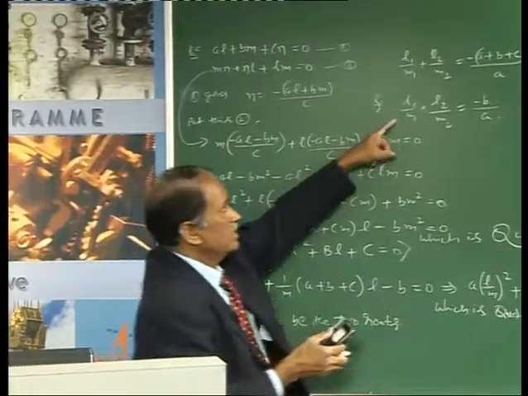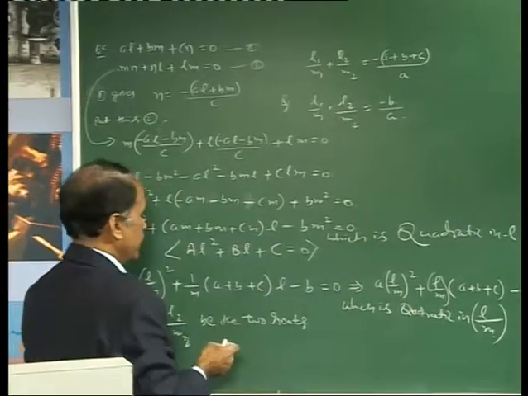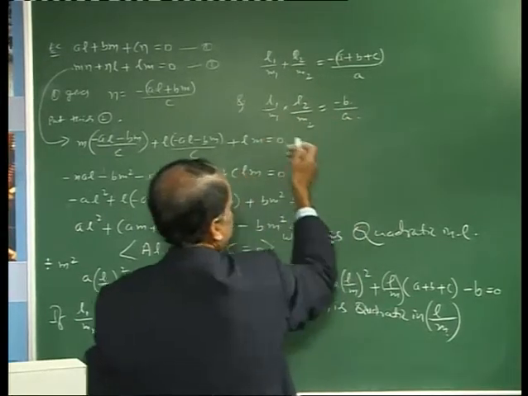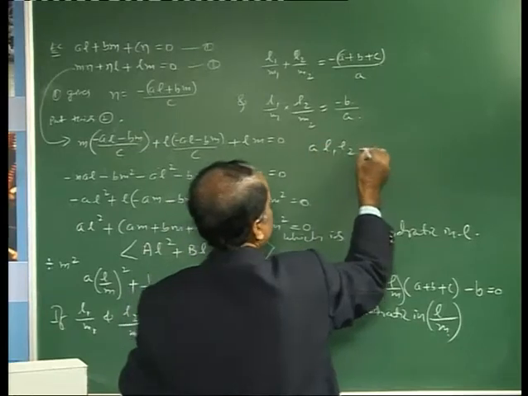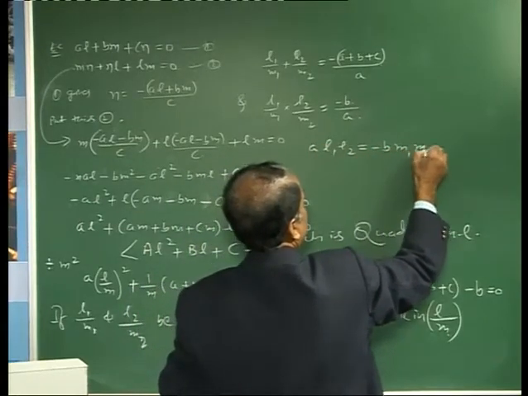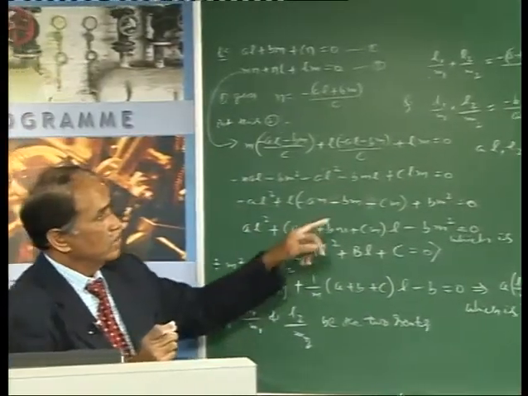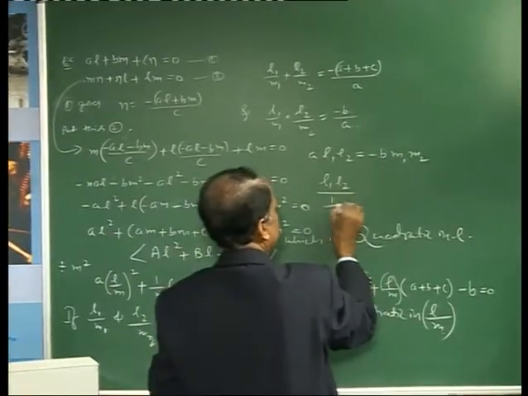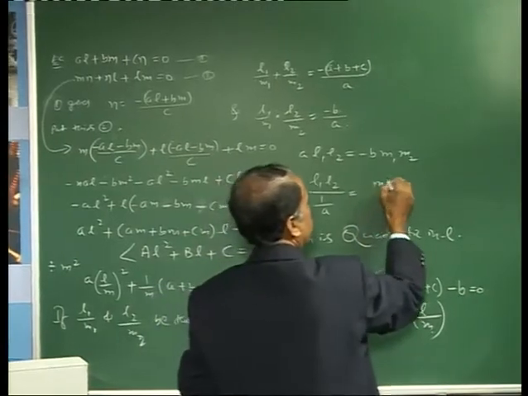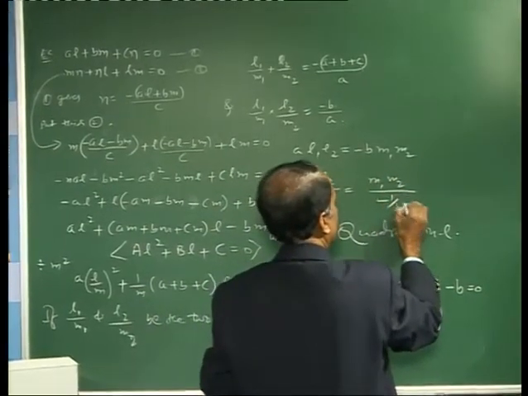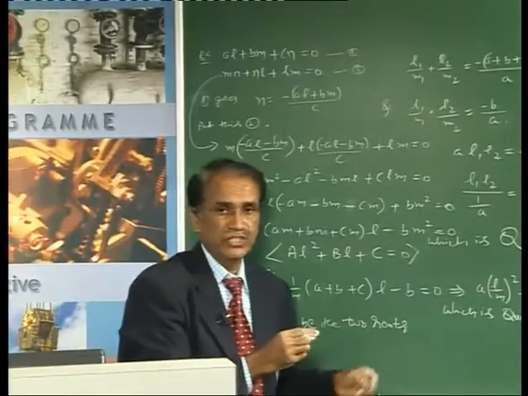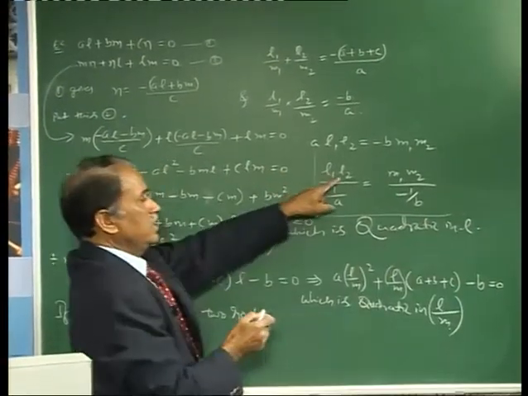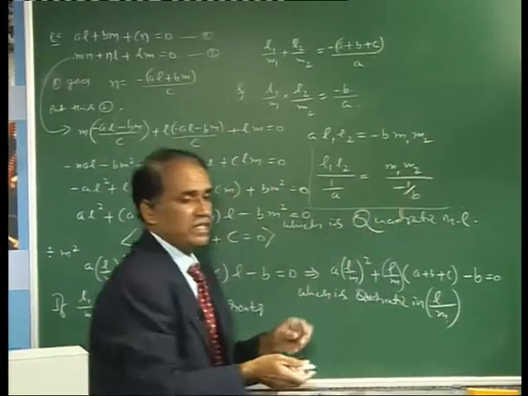Therefore, here it must be taken as the product of the roots, and then L1 L2, that means if I take cross multiplication, L1 L2 into A is equal to minus B M1 M2. Therefore, I will be taking this as reciprocal in the denominator, that is L1 L2 divided by 1 by A is equal to M1 M2 minus 1 by B. This sign I have to check, this should have been plus sign, okay. Then this is L1 L2, the product of the direction cosines, and this is also a product of the direction cosines.